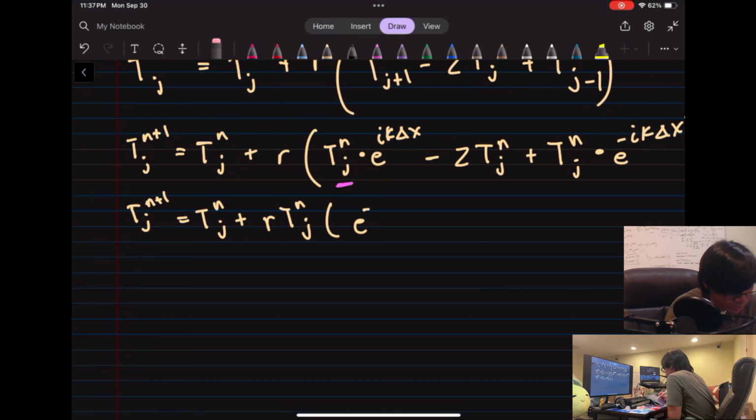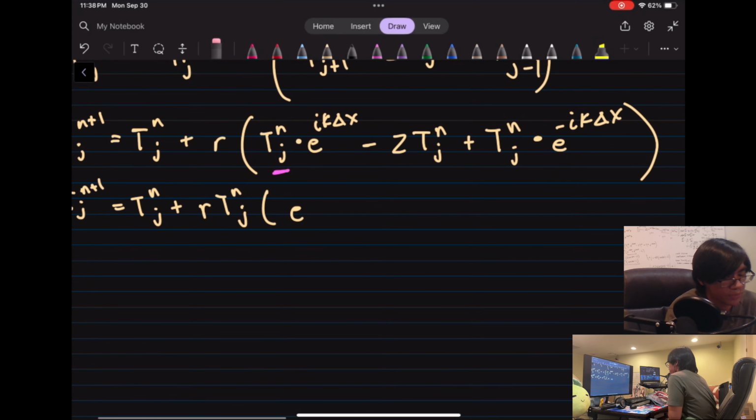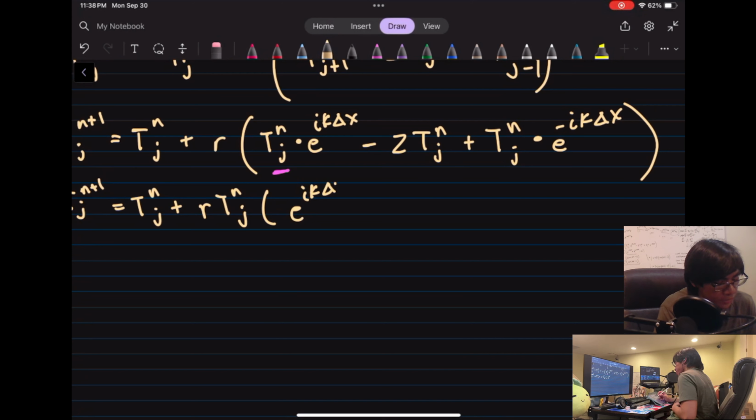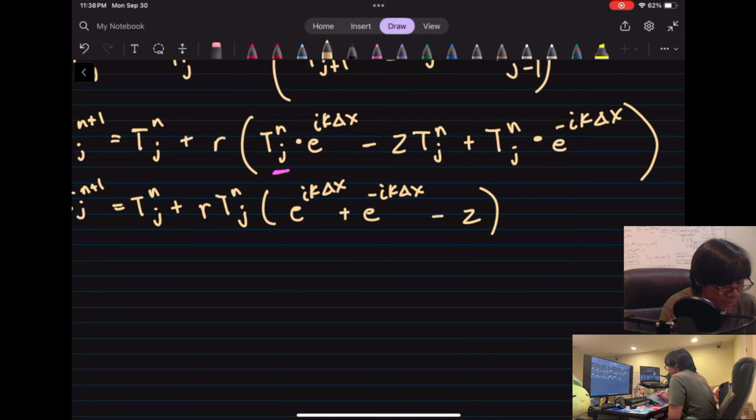And I'm going to group together the left and right hand term for the exponents, since that's something familiar we've seen before. This is actually the Euler's expression that we had before. Instead of ikx, well, we had ik and x, now that we have a delta x, but essentially we're treating that the same. So this is plus e to the negative ikx, and then minus 2. So that's this middle term here.